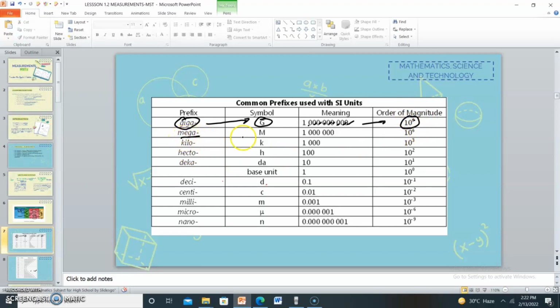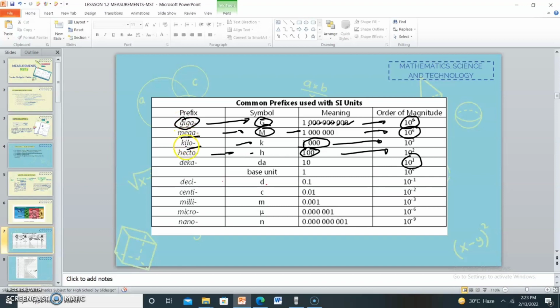Next is mega, that is the capital letter M. Mega is 1 million, that's 10 raised to 6. Kilo, which is k, means 1,000 or 10 raised to 3. And hecto, which is h, is 100 or 10 raised to 2, and deca or da is 10 raised to 1.